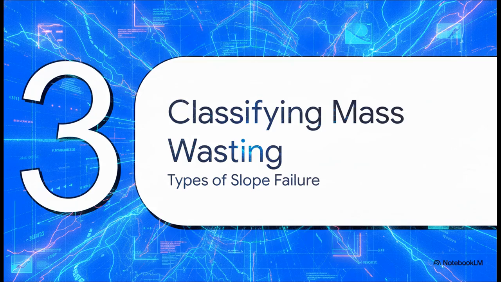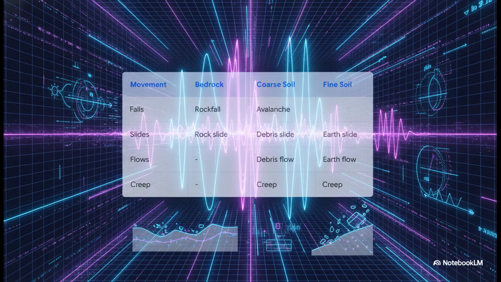Okay, Section 3, classifying mass wasting events. Once the system is destabilized, gravity completely takes over. But mass wasting isn't just one type of event. It's a whole spectrum of geological movement. We classify these events based on two main criteria: how it moves and what is moving. Think of it like a grid.